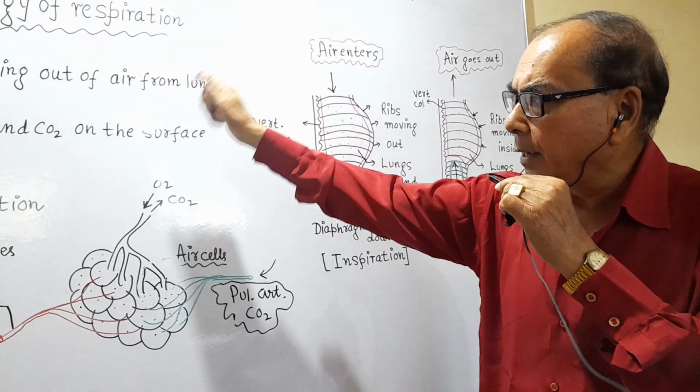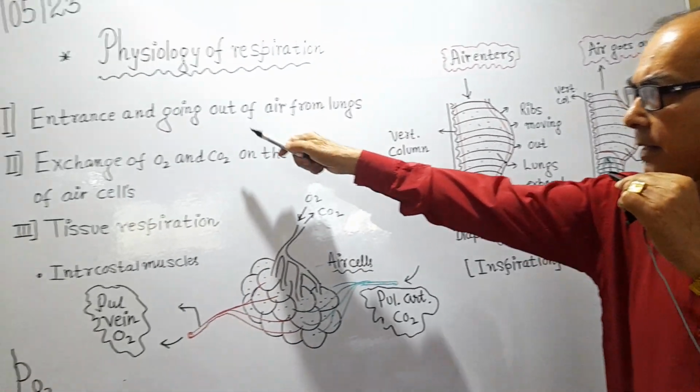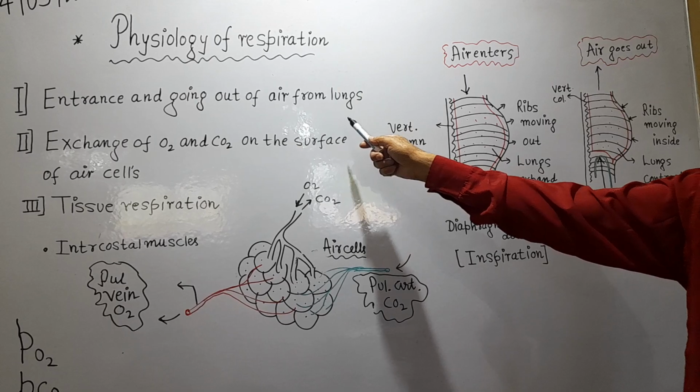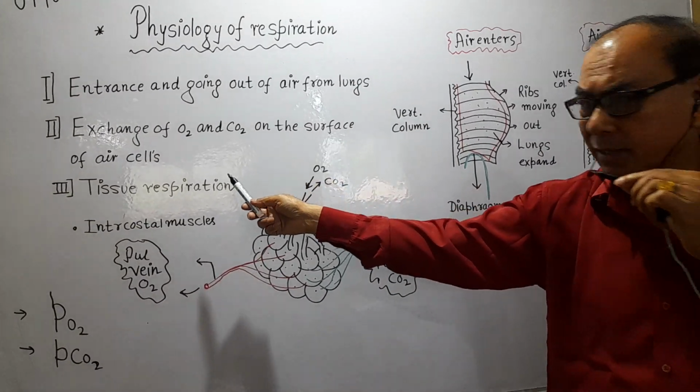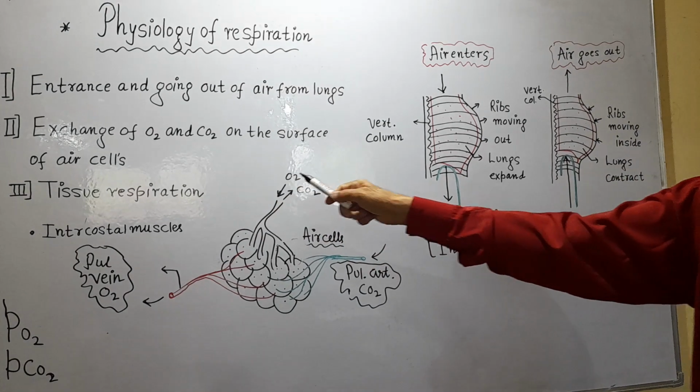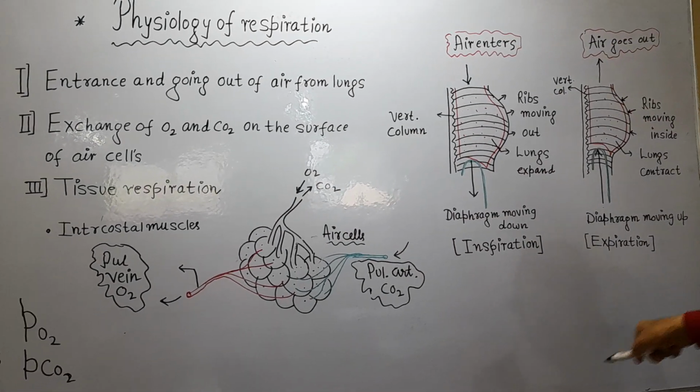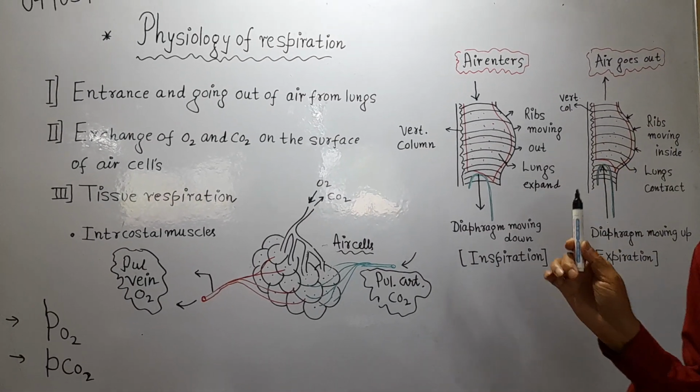In this way, we can say the physiology of the respiration, it takes place in our body as per these three steps: the entrance and going out of the air from the lungs, the exchange of O2 and CO2 on the surface of the air cells, and the tissue respiration. This complete process is called as the physiology of respiration.